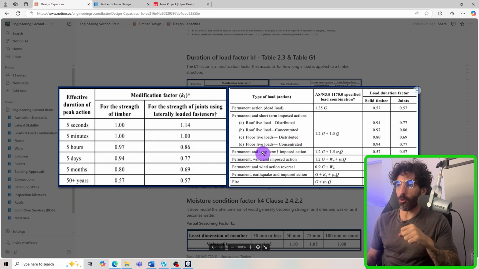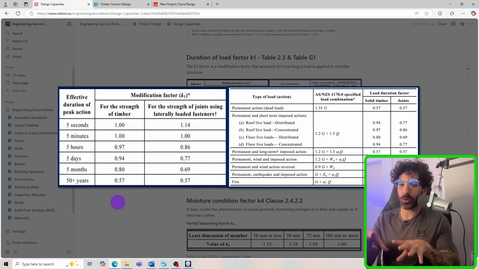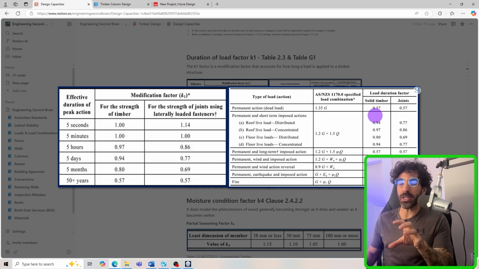And let's say that for wind loads, 1.2G plus wind plus a portion of the live load is double of that, right? Is 100 kilonewton meters. In timber design, that does not mean that the 100 kilonewton meters will be the worst case scenario. Because when you calculate the final design capacity for a load combination of 1.35G, you have to use a K1 factor of 0.57. That means the capacity for that load combination is only 57% in terms of K1.